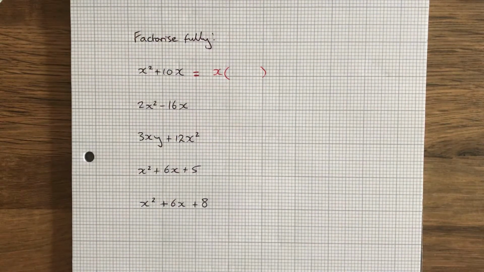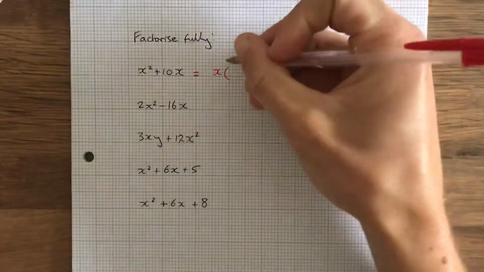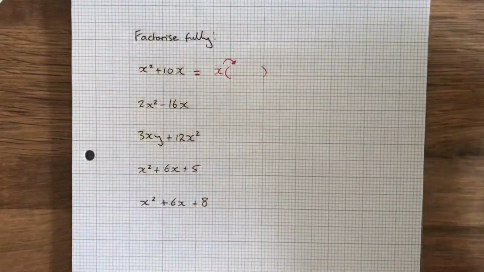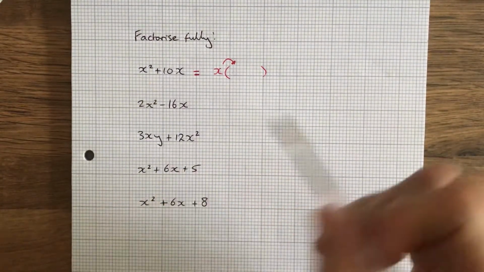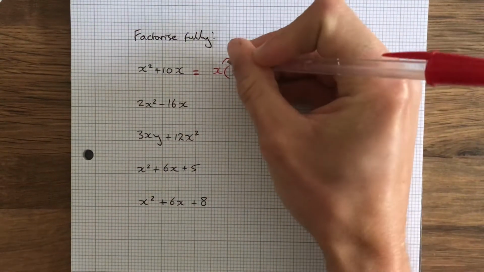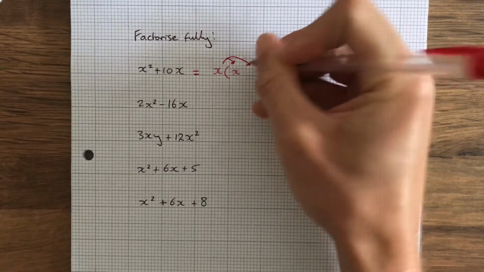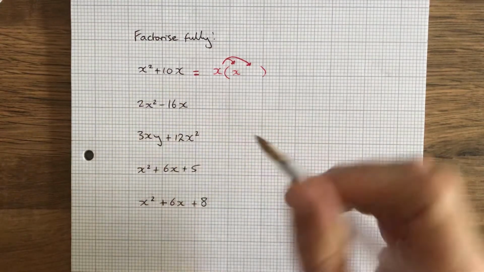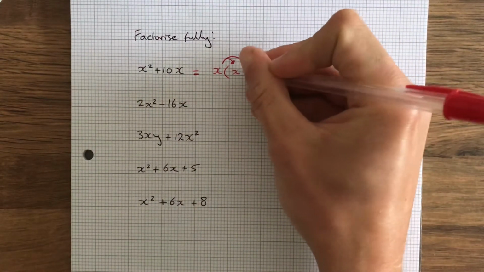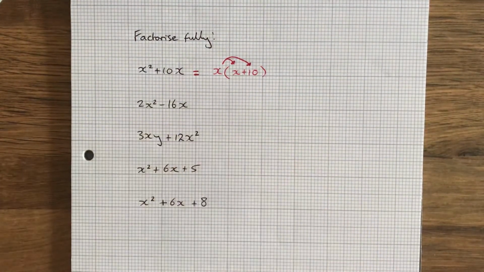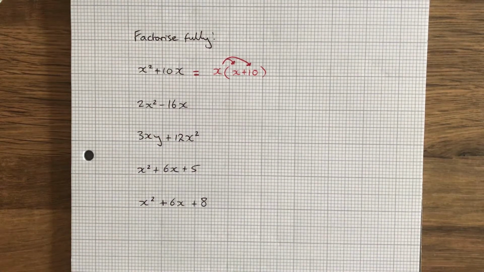What I would then do is use our understanding of expanding a bracket to help us fill in what would go inside the bracket. So x times by what would give us x squared? Well, that must be x. And x times by what would give us 10x? That would be 10. And that would be positive 10. So I'm going to add 10 in that bracket. So that's our first one.